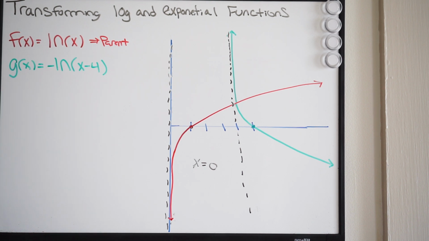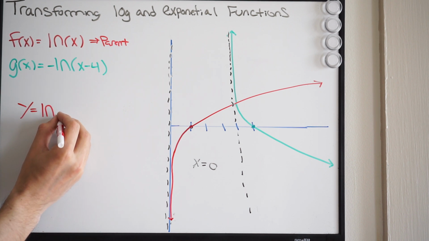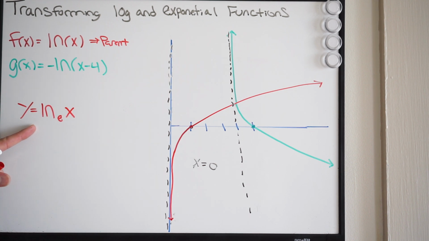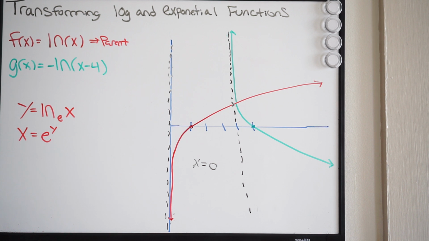If I were to rewrite this, I'm going to write f of x and replace it with y. So y equals ln, and we know that natural log has a base of e, right? Remember, this is just like a log. We can write this as an exponential. If we wanted to write this as an exponential, we can just shift a few things over, so we could have x equals e to the y. And this is going back to those equations we used when going from log to exponential.